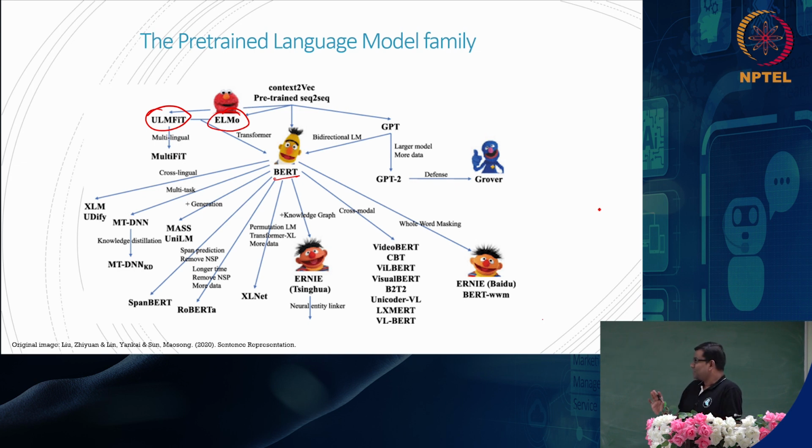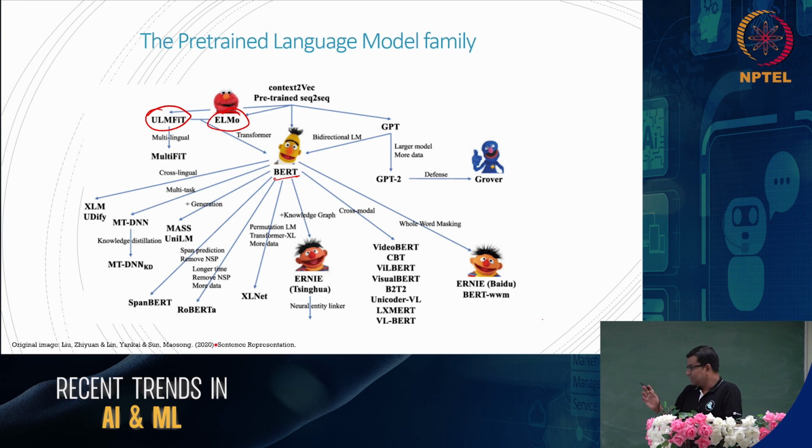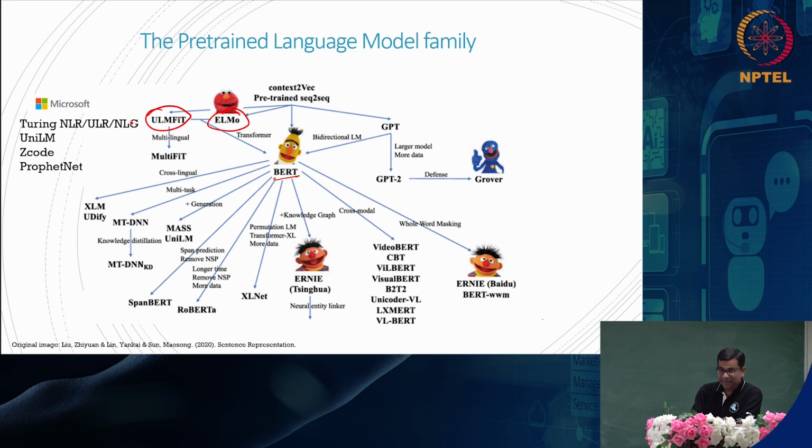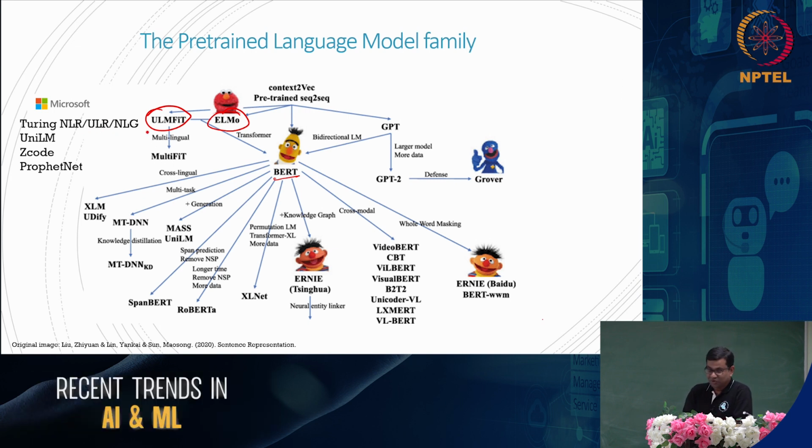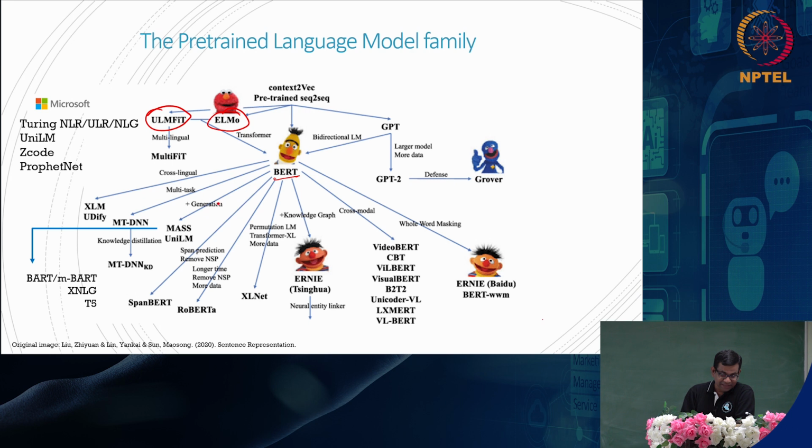Here, this is a 2020 picture, and you can see the number of models. After that, there are a lot more models. From Microsoft, there are models like Turing NLR, ULR, NLG. NLR stands for Natural Language Representation, ULR for Universal Language Representation, NLG for Natural Language Generation. So different versions came. Then UniLM, Unicoder, ProphetNet. I will talk a little about ProphetNet because that's a slightly more advanced model. And then in the generation part, after UniLM, BART, mBART, XNLG, T5, all those models came.